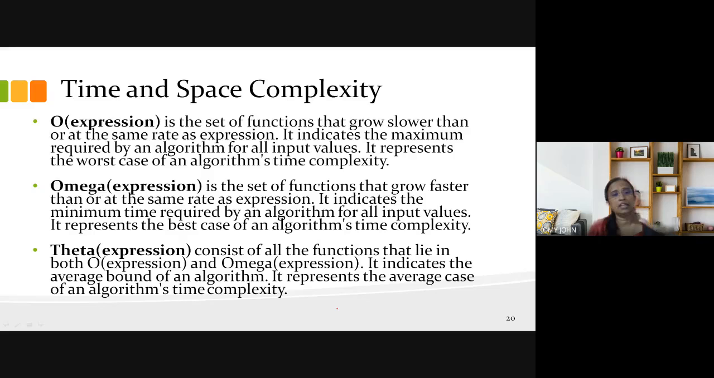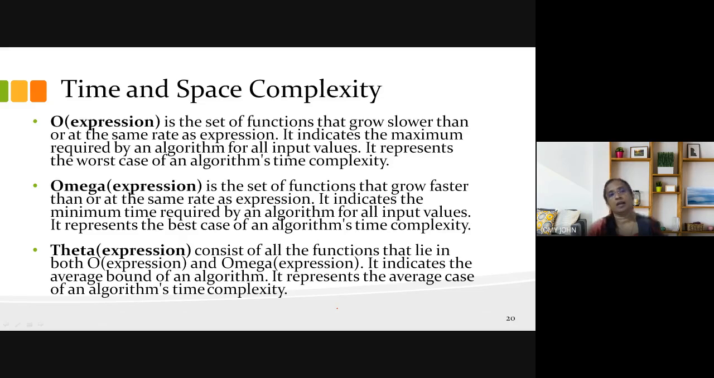There are three different notations for representing time and space complexity. One is O notation, big O notation. Second one is omega notation. And third one is theta notation. Big O is a set of functions that grow slower than or at the same rate as the expression. It indicates the maximum time required by an algorithm for all input values. It represents the worst case complexity of an algorithm.